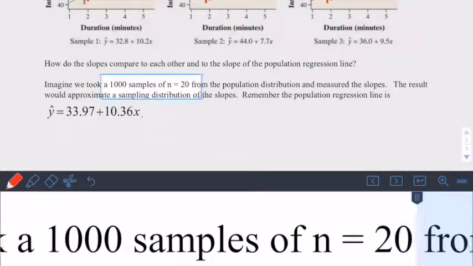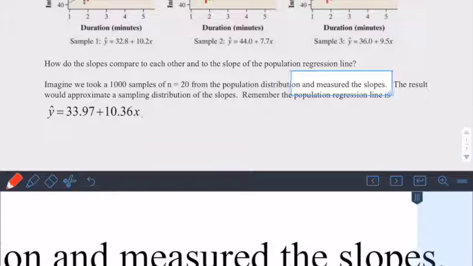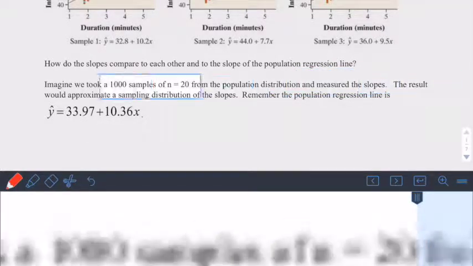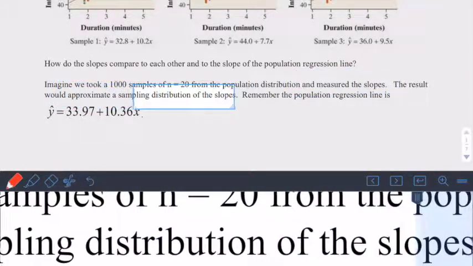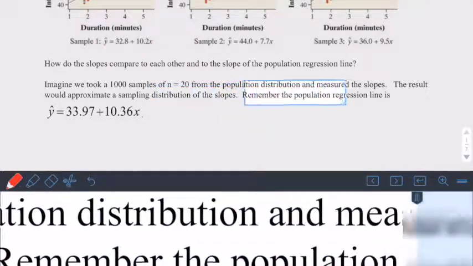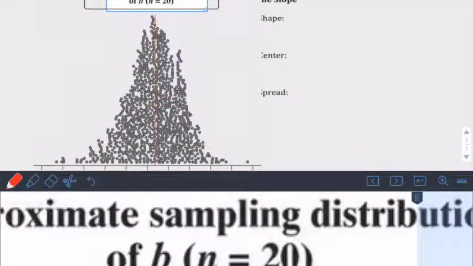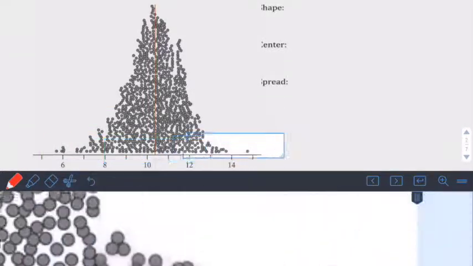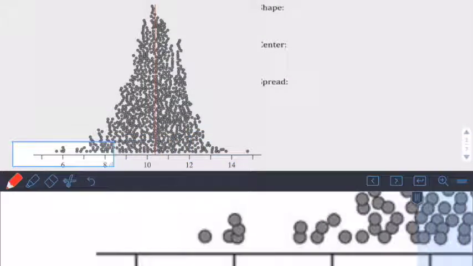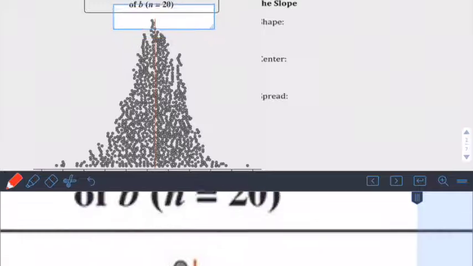Imagine we took 1,000 samples of n equals 20 from the population distribution and measured the slopes. The result would approximate a sampling distribution of the slopes. See what we're doing here? Remember, the population regression line is this. Okay, so this is a distribution of b, our slope. Sometimes we get slopes that are bigger, sometimes we get slopes that are smaller, and this is a simulated sampling distribution, so it's not perfect, but it's not bad at all.